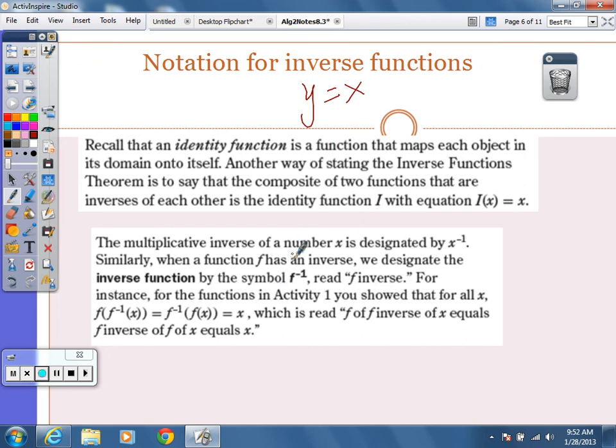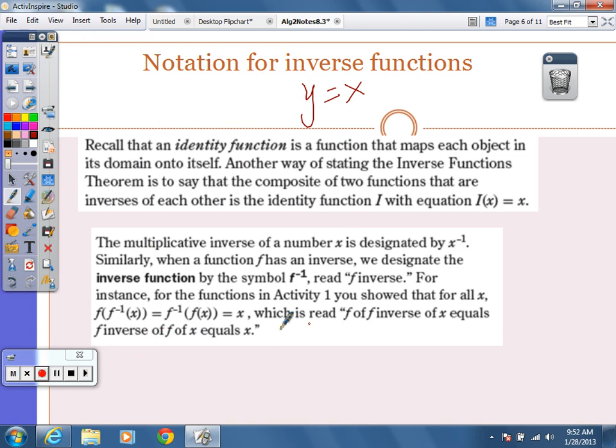Okay? Another way of saying the inverse function theorem is to say that the composite of two functions that are inverses of each other is the identity function. So we can say the multiplicative inverse of a number x is designated by x inverse. Similarly, when a function f has an inverse, you can just write f negative 1, which I already used that notation on the previous page.